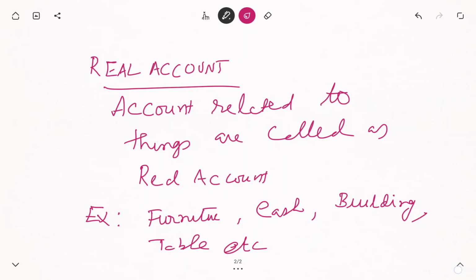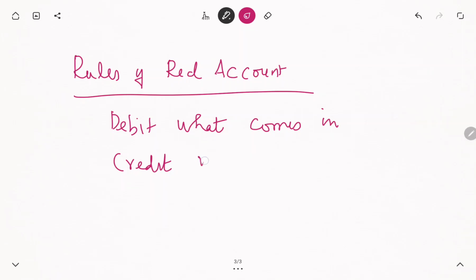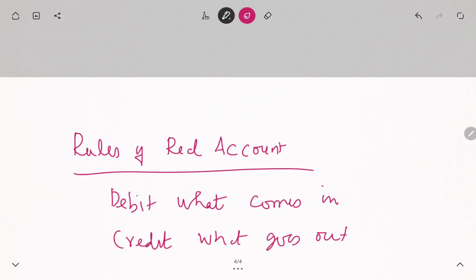Another important thing we have to understand is the rules of real account. What is the rule for real account? Debit what comes in, credit what goes out. Okay. Real account is over.